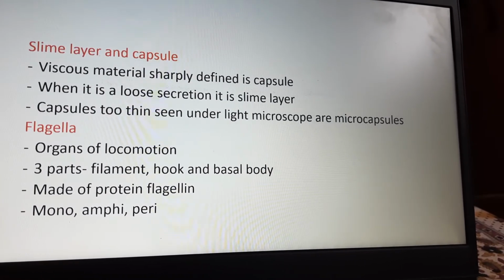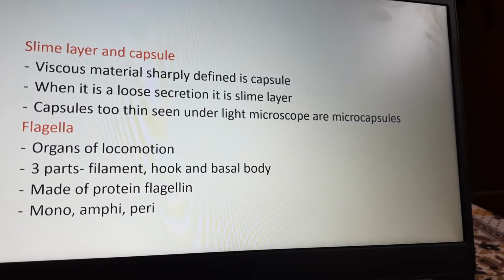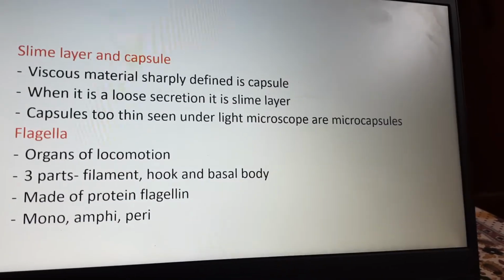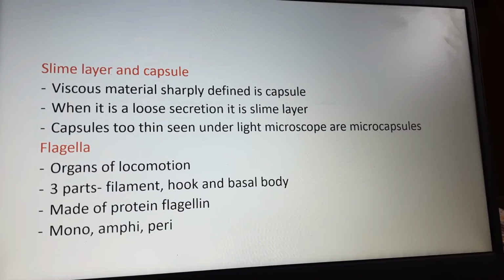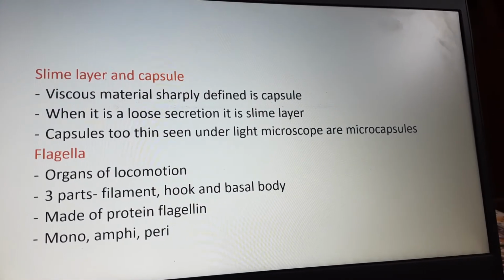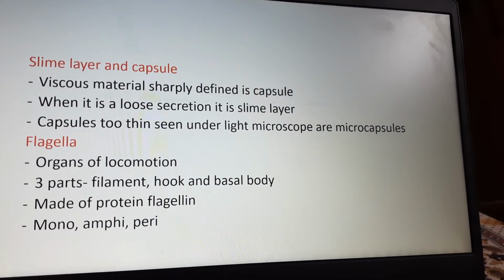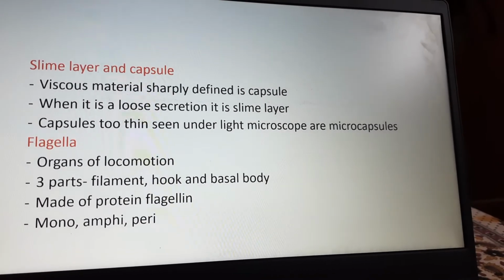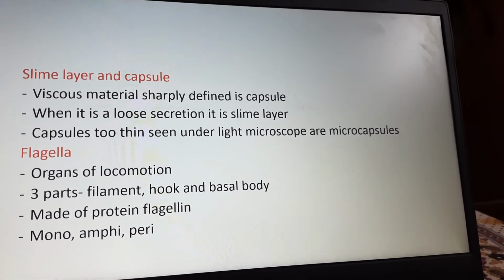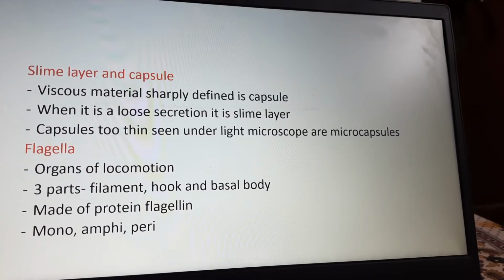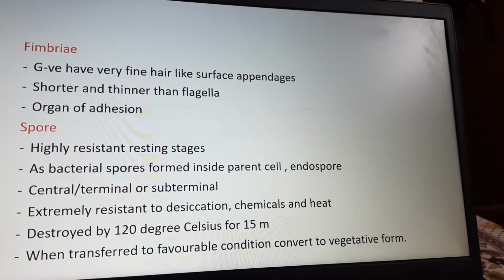Now we will see about the flagella. We know that flagella are the organs of locomotion for bacteria, and they contain three parts, namely filament, hook and basal body. By composition they are made up of the protein flagellin, and they are of three types: monotrichous, amphitrichous and peritrichous.